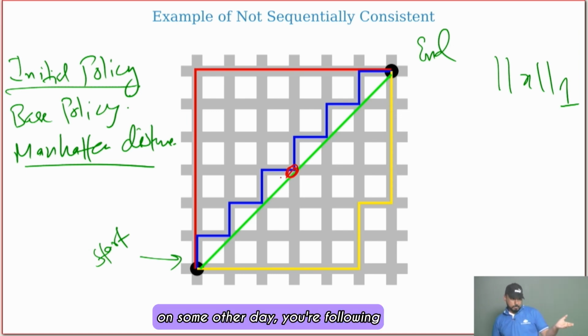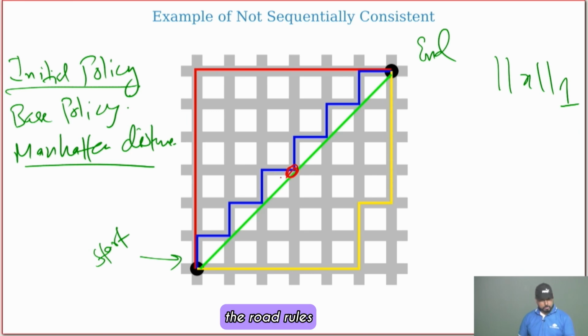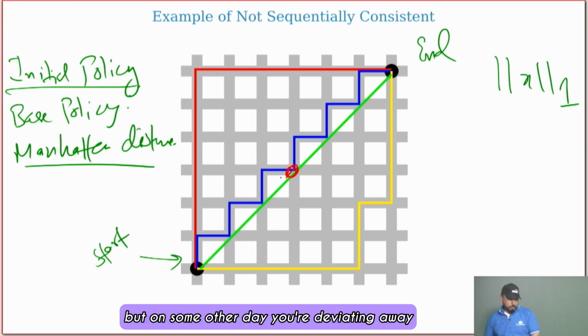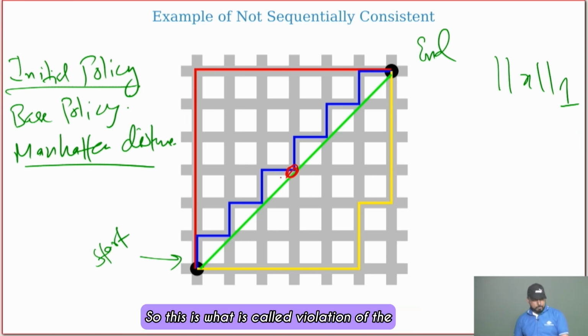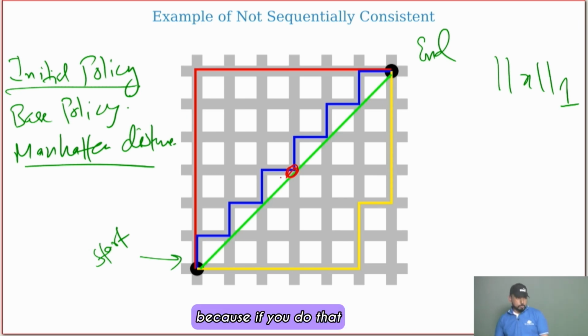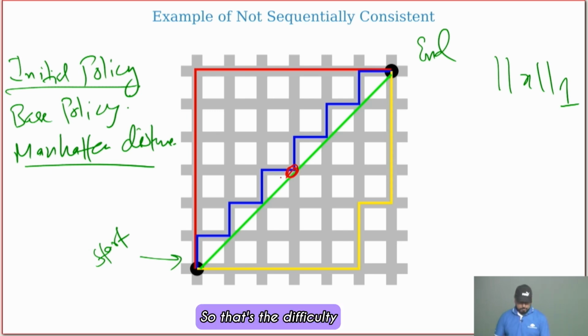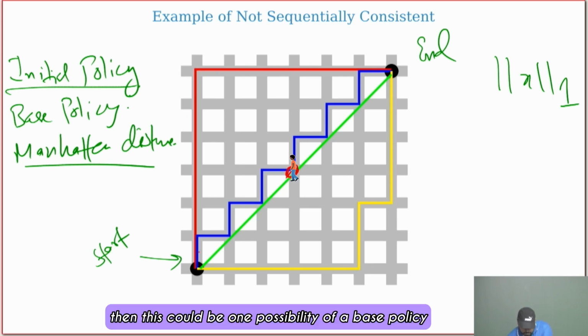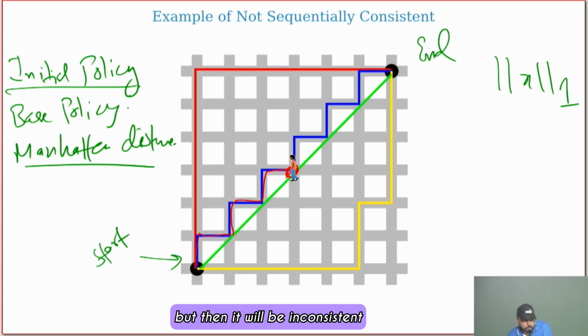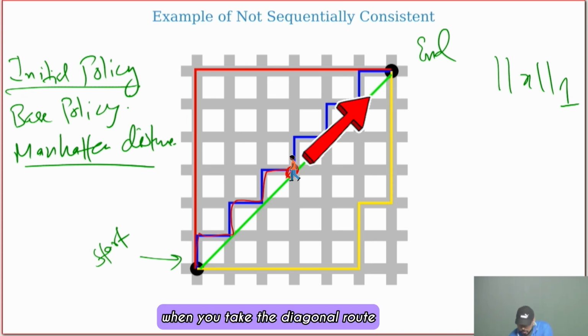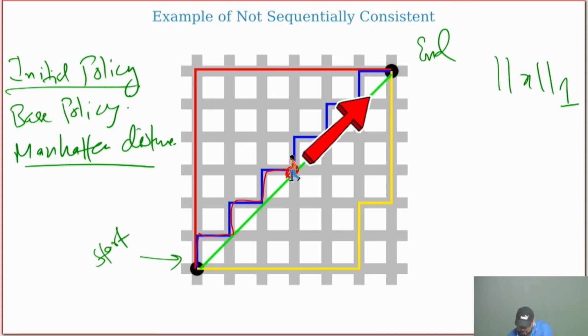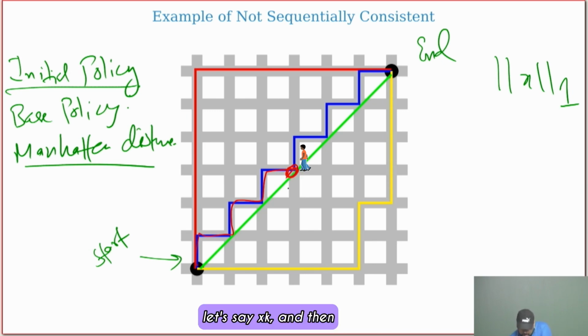On some days you follow the road rules, but on other days you deviate from your base policy. This is what is called a violation, because if you do that, then how will you estimate the cost and so on? That's the difficulty. So in this case, if we go by the base policy, that could be one possibility, but it will be inconsistent when you take the diagonal route. Let us say you are at xk.